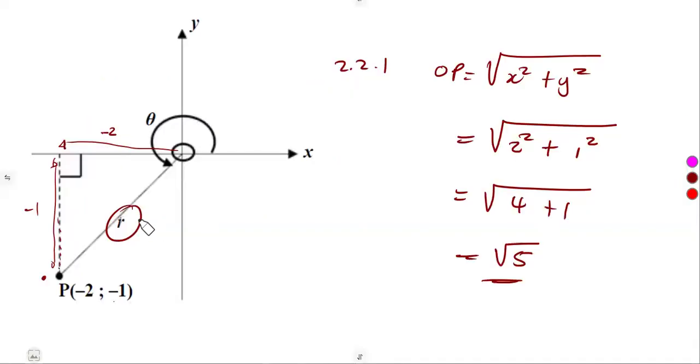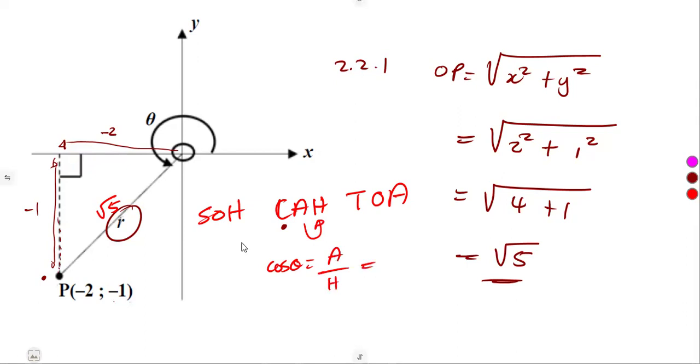So let's go back to the diagram. This is the square root of 5. And what is the cos of theta? According to our diagram, remember your SOHCAHTOA. So we need cos of theta. So the cos of theta is equal to the adjacent over the hypotenuse. What is the adjacent? According to theta, this is the adjacent, remember opposite, hypotenuse. So adjacent is -2 over the hypotenuse, which is what? The square root of 5. So this is the cos of theta.